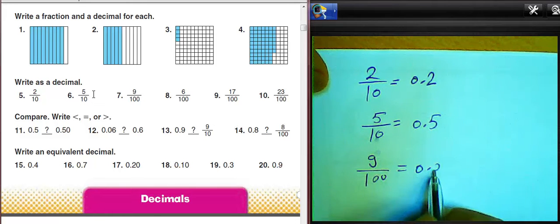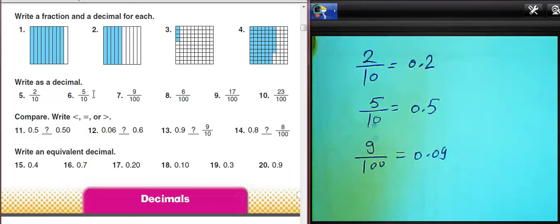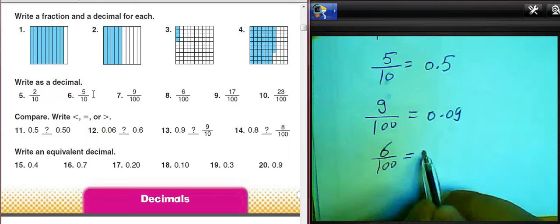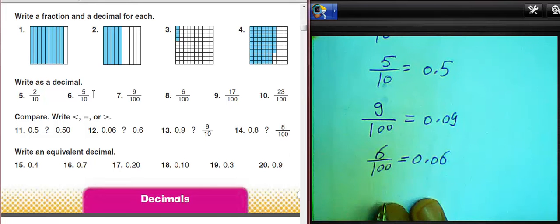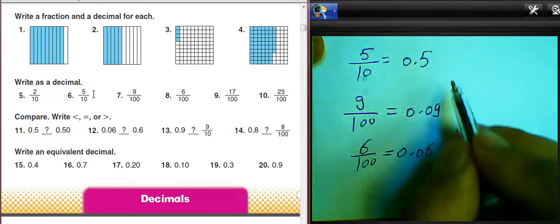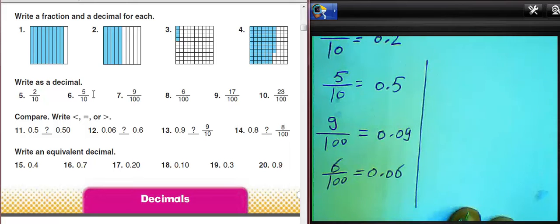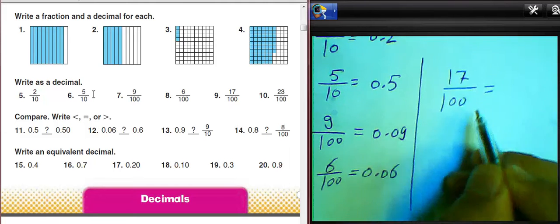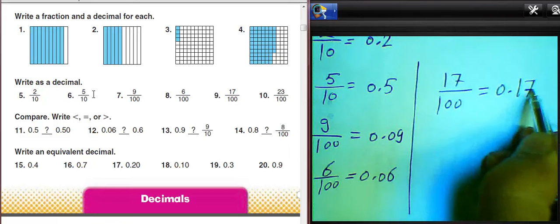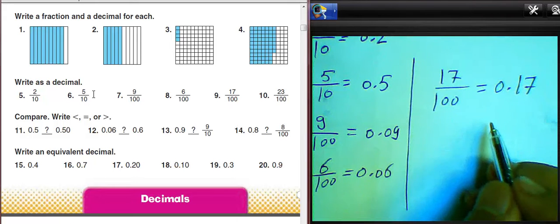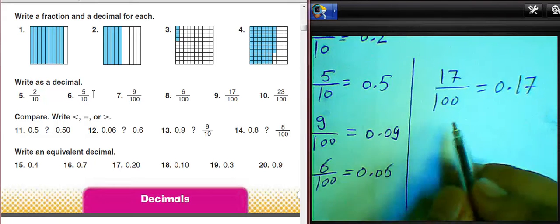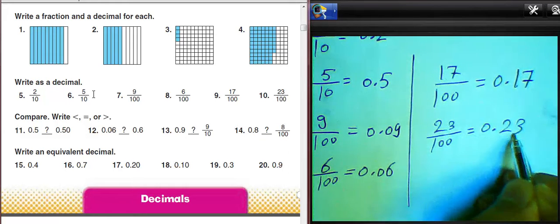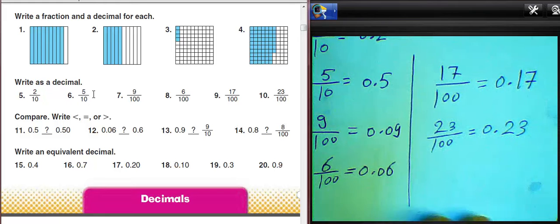9 hundredths. 6 over 100. It means 6 hundredths. The point after two digits. And what about 17 over 100? It means what? 17 hundredths. 23 over 100. It means 23 hundredths.